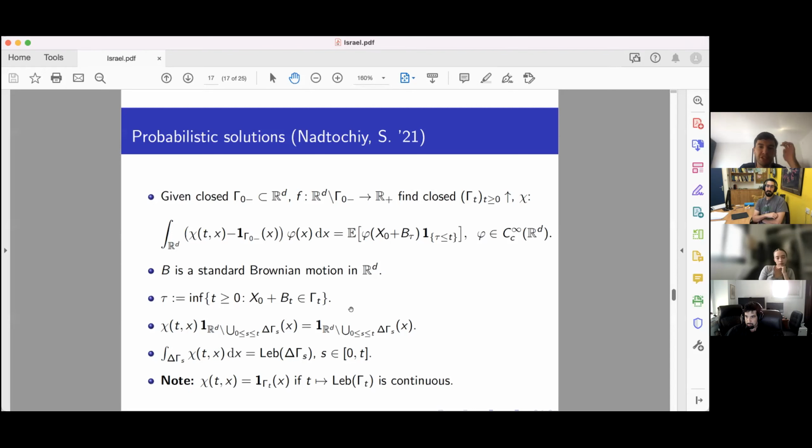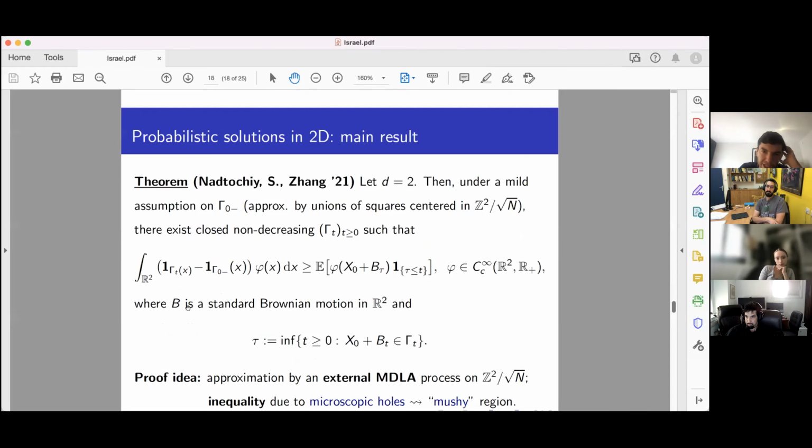Okay, and so the rigorous result we have about this problem is in dimension d equal to 2. So in 2 dimensions, under fairly mild assumptions on the initial condition, what we can show is that there is a sub-solution, if you like, of the PDE problem. So there is a process.